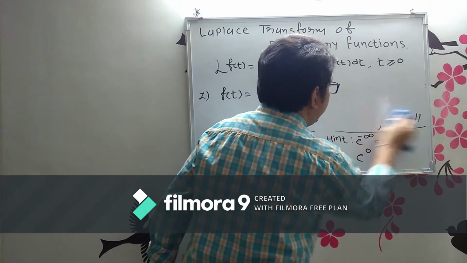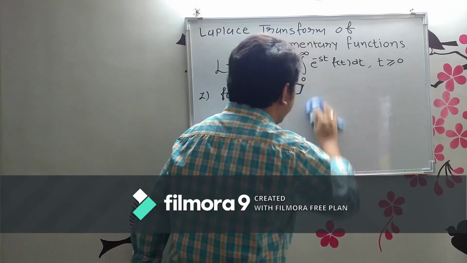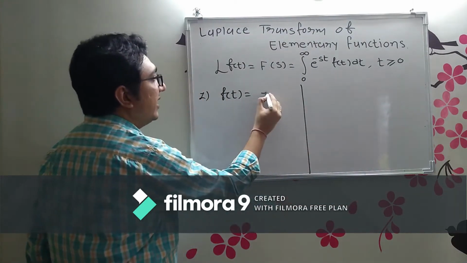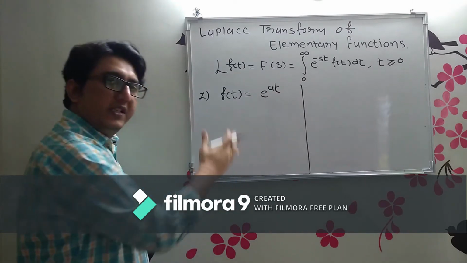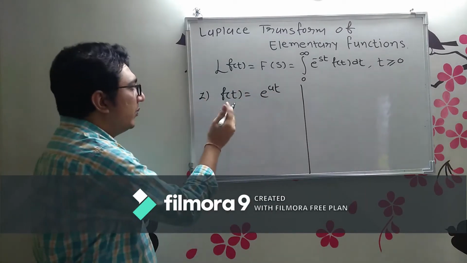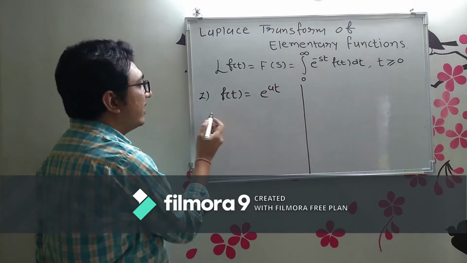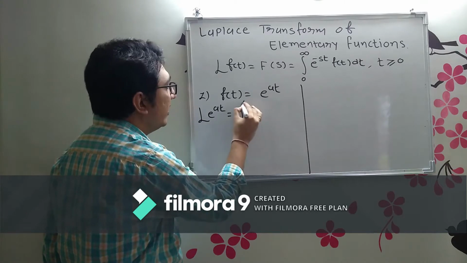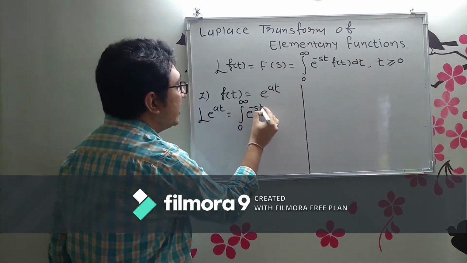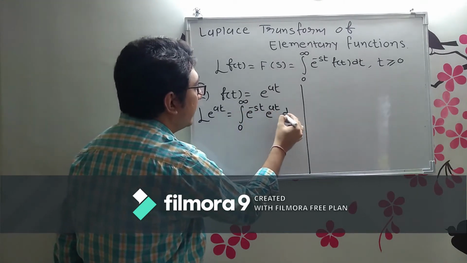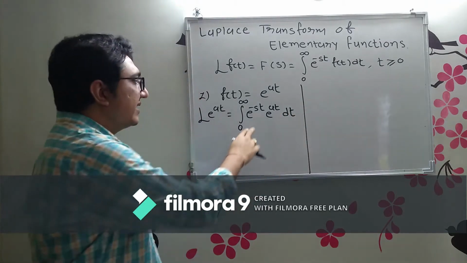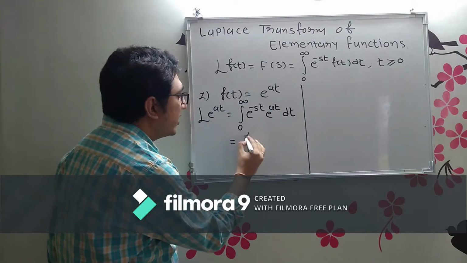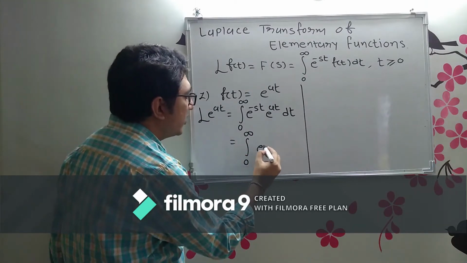In the second function, we are going to talk about e raised to at. That is an important formula. f of t is e raised to at. So the procedure is the same as the previous example. Put f of t equal to e raised to at in the standard formula. So you can write the Laplace of e raised to at is equal to integration 0 to infinity e raised to minus st e raised to at dt. Now we know that the base is the same, so you can add the powers. So I am doing that operation only.